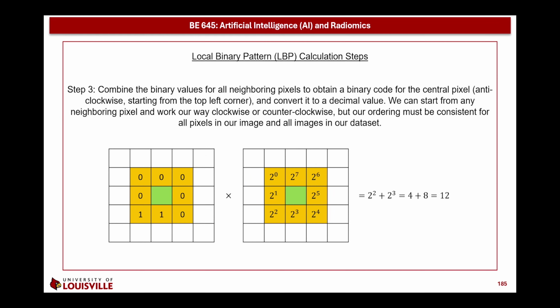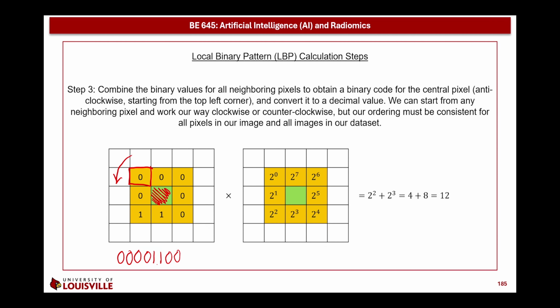After that, combine the binary values for all neighboring pixels to obtain a binary code. You need to determine the starting pixel and direction of movement. So for example, from the top left, and the movement will be counterclockwise or anti-clockwise. So the binary code will be 0, 0, 1, 1, 0, 0, 0, 0. And this is the binary code that represents the center pixel.